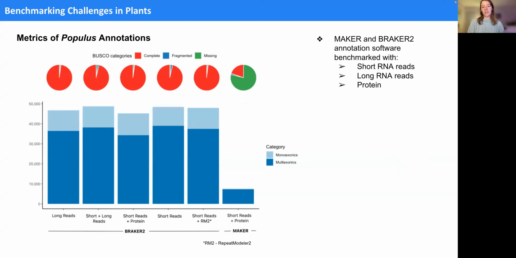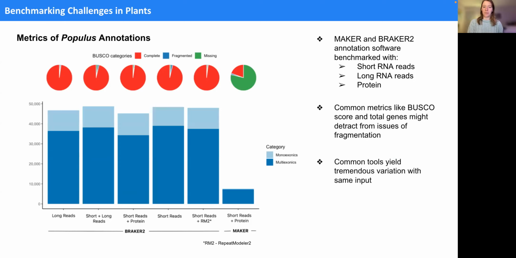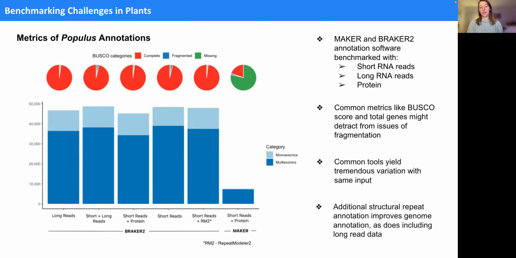And in this example, looking at model species Populus, notice that the Braker BUSCO scores shown above are nearly identical, but mono to multi ratios are fairly different. This indicates that common metrics might detract from issues of fragmentation. Also notice a significant difference between Braker and Maker despite the same input, as well as how additional structural repeat annotation and addition of long read data improve the genome annotation.